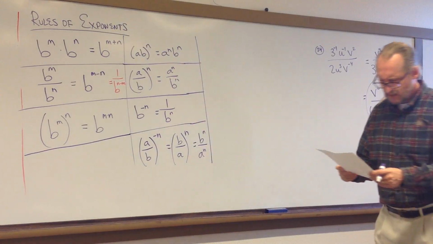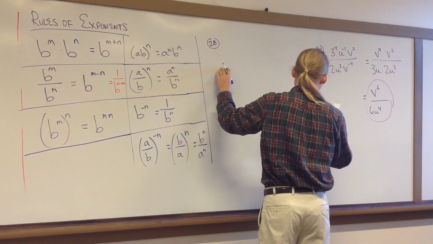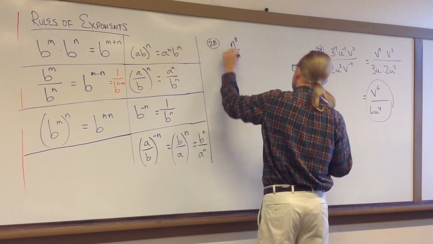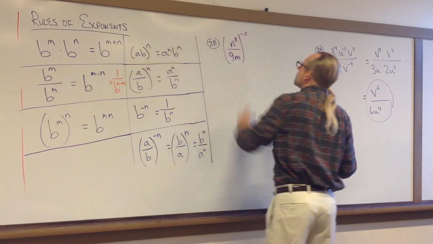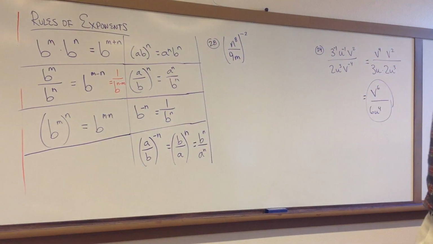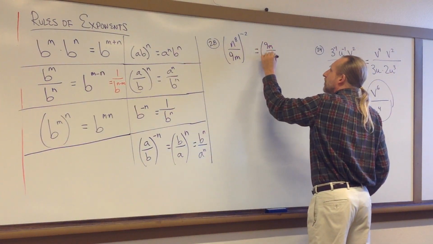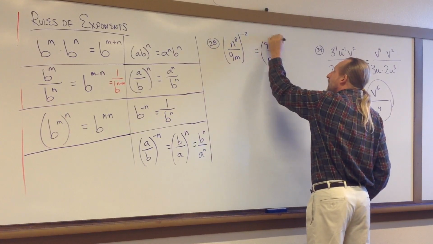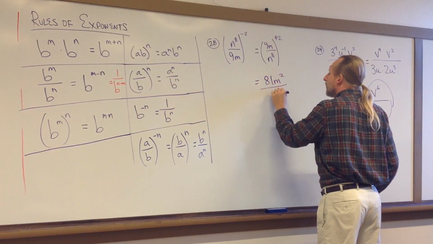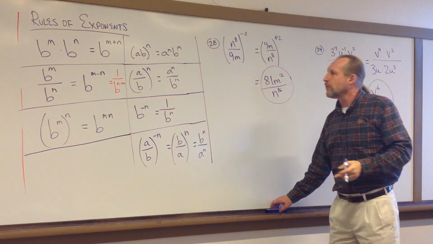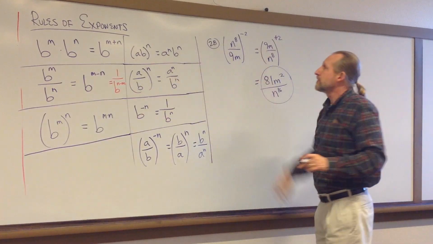All right, let's see here. Problem 28. We've got n to the 8th power over 9m, and that's being raised to the negative 2 power. I'll do this problem two different ways. What I prefer to do is to flip this over: 9m over n to the 8th to the positive 2 power, and then we'll get 81 m squared over n to the 16th. So that's one way to go about doing this. The other thing you can do is just raise these things to the negative 2 power, right?